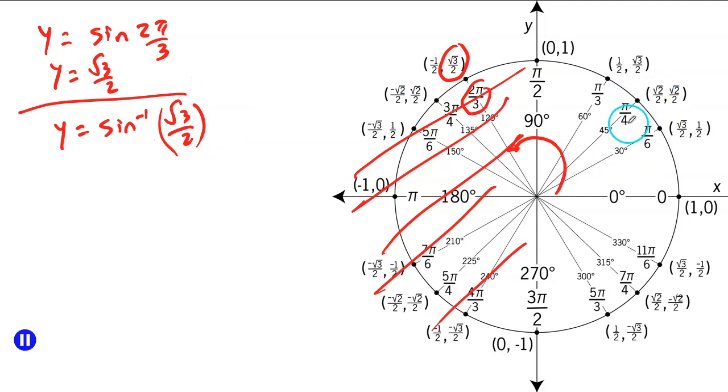So I go to Q1, and I find it here. This is alright. So sine inverse of that is going to be 60 or pi over 3. So my angle is either 60 degrees or pi over 3.